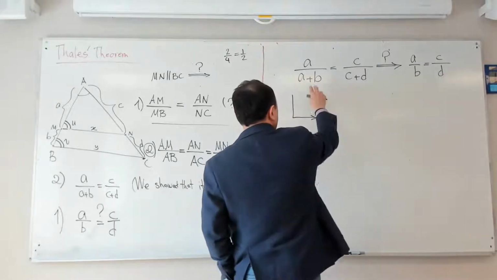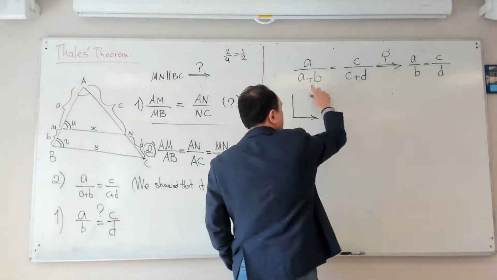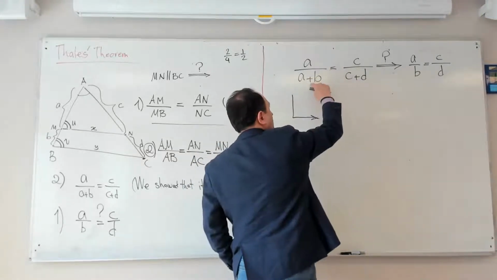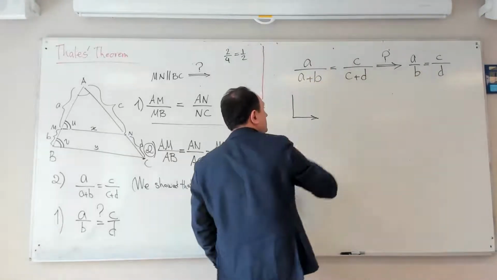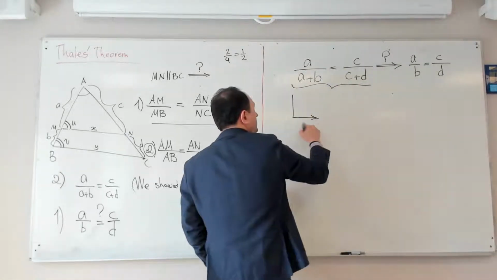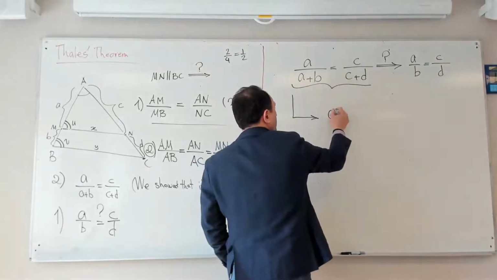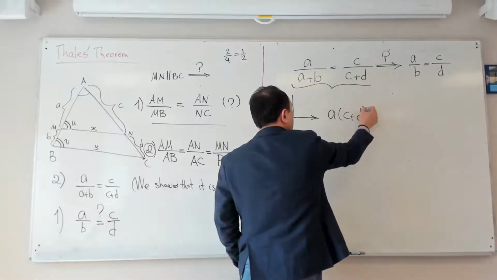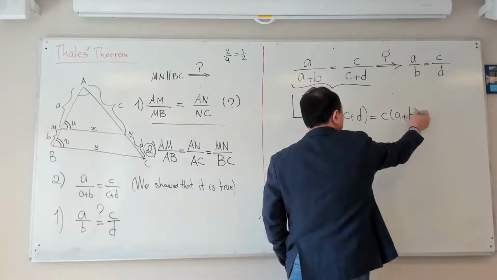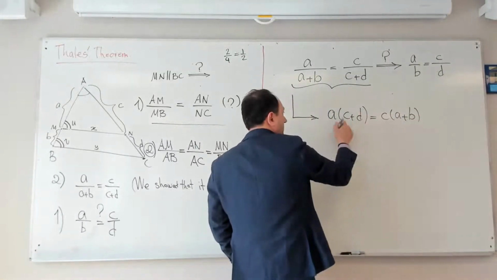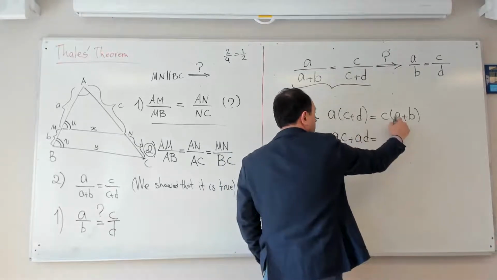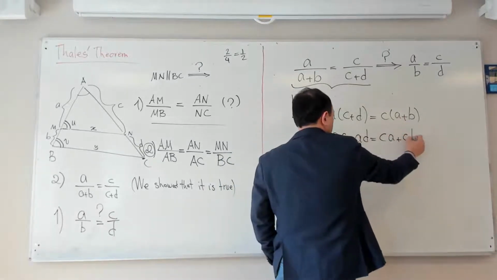So remember that if you have 2 fractions equal, the product between these 2 should always be equal to the product of these 2. So from this expression, I conclude that A times C plus D is equal to C times A plus B. Yes? And then let me multiply A inside. It becomes AC plus AD, and this becomes CA plus CB.